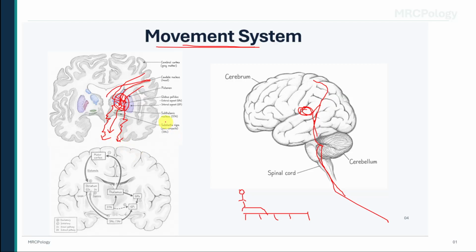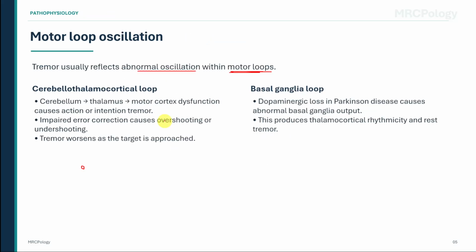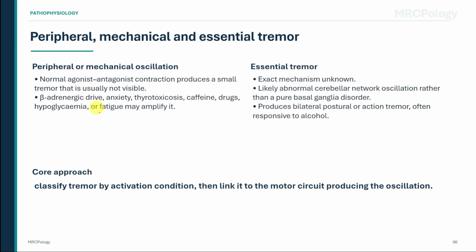Third, consider peripheral and mechanical oscillation. Maintaining a posture requires continuous low-level activity in agonist and antagonist muscles. This produces a very small physiological tremor, which is normally not visible. Anxiety, fatigue, caffeine, thyrotoxicosis, hypoglycemia, certain drugs, and increased beta-adrenergic activity can amplify this normal oscillation. It then becomes an enhanced physiological tremor.